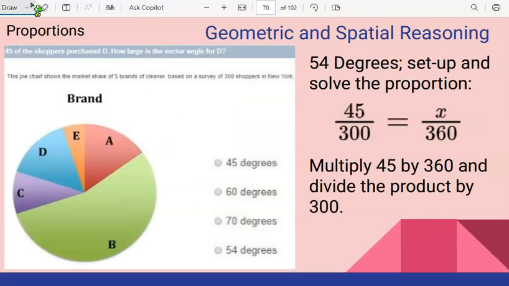Here's another proportions example. 45 of the shoppers purchased D. How large is the sector angle for D? This pie chart shows the market shares of 5 brands of cleaner, based on a survey of 300 shoppers in New York. So if there's 300 shoppers altogether, and 45 of them chose D, if we want to change that into degrees of a circle, we have 360 for the full circle.